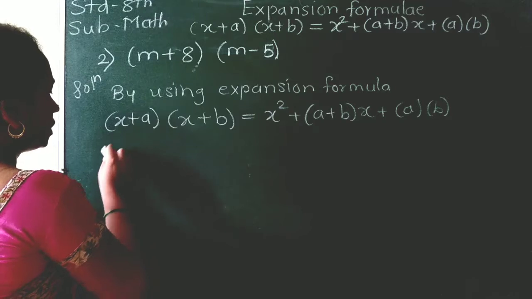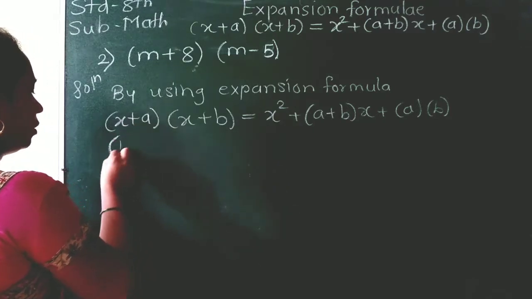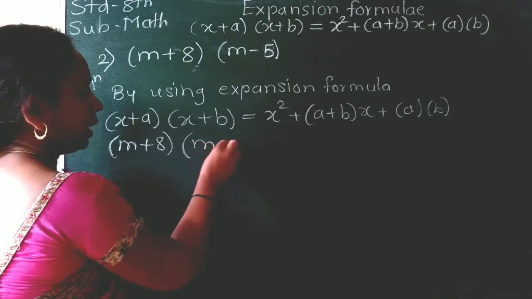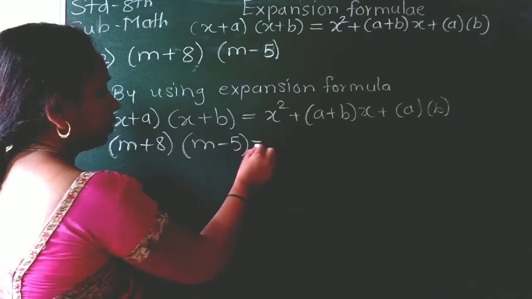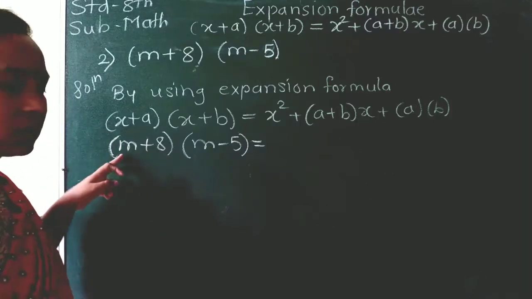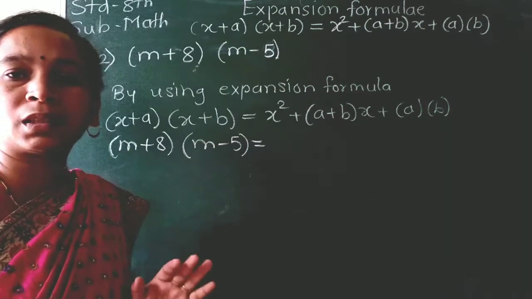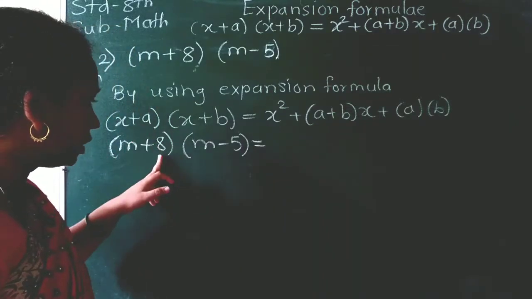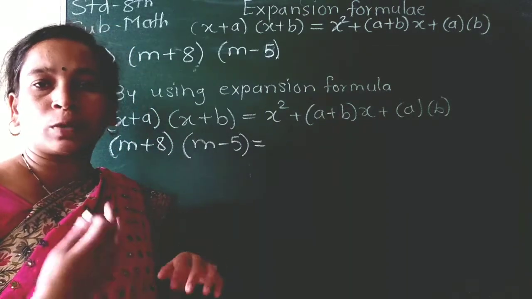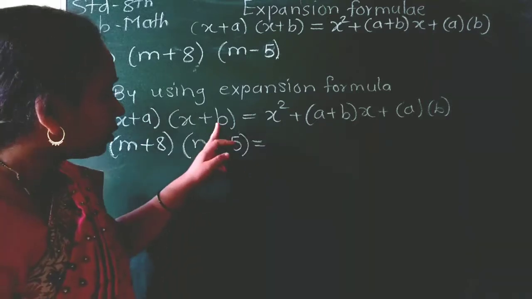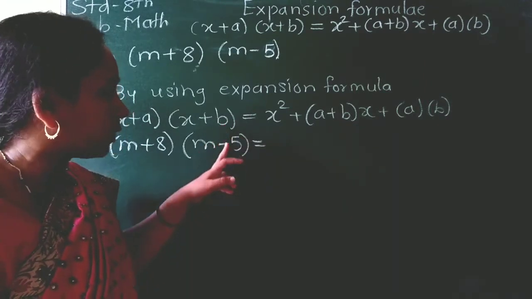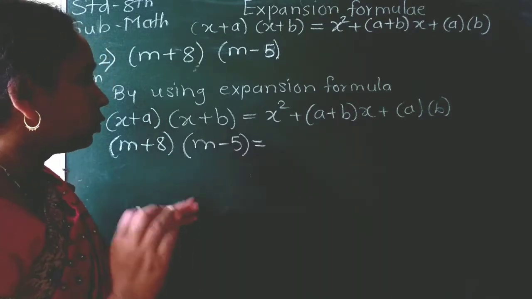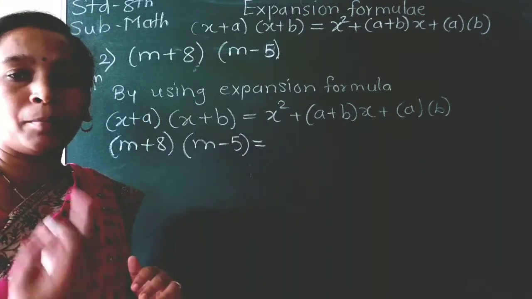Here x + a is nothing but m + 8, and here m - 5. Compare: x is nothing but m. That means wherever x is written, I have to replace x by m. A's value is 8, so replace a with 8. But here b's value, if you observe, is minus 5. So here you have to take care. You have to replace b by minus 5.